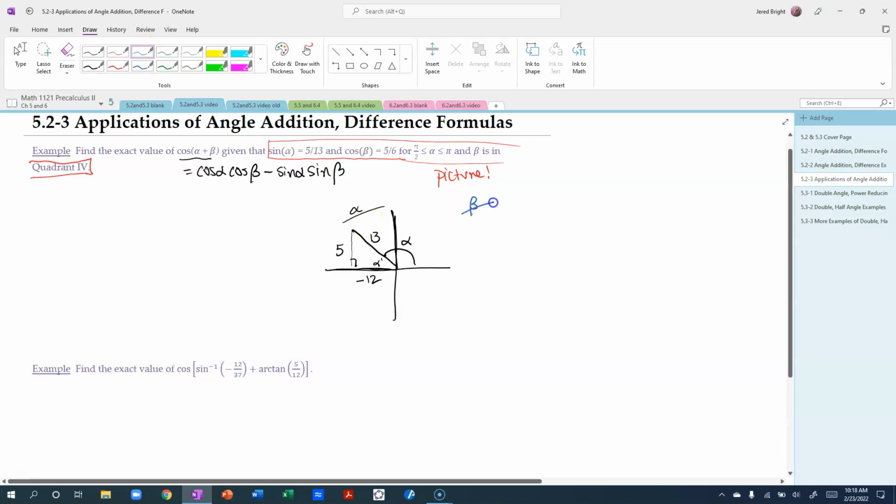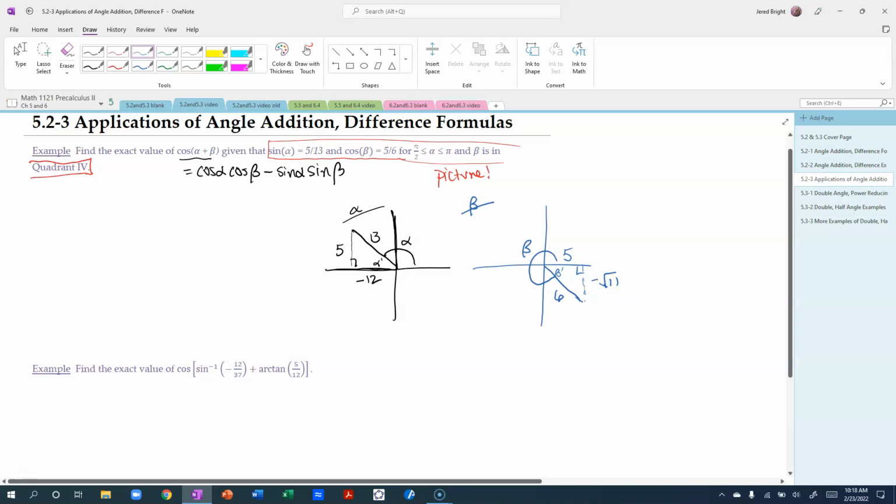Now I'm going to make a picture for beta. Beta is in quadrant 4, so this angle here would be beta. I again can make a little triangle, this would be the reference angle. And in this diagram, cosine of beta would be 5 over 6, so the adjacent side is 5 and the hypotenuse is length 6. Then you can find that the other side would have length square root of 11, but it's negative due to the quadrant.